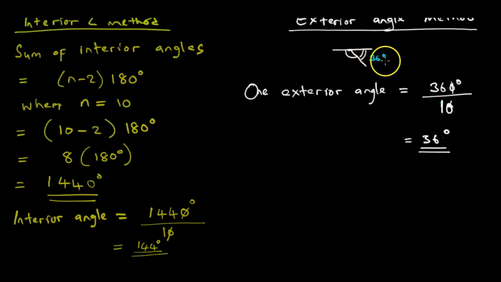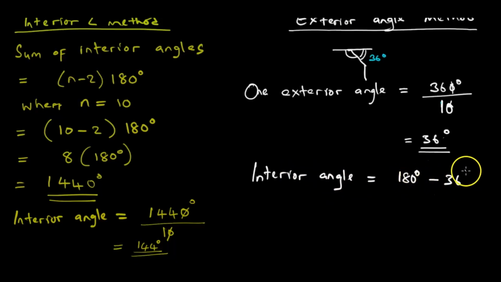Saka kunze kunoku is 36 and shape yedu yakadai so like this. Mukati inenge iri chii? Saka kuti tichiwana the interior angle manje, tinenge takuti chi 180 minus 36 degrees. And 180 minus 36 kubva papi, it's a straight line. We always have a straight line kana tiine tikabatanidza exterior and interior. We showed it, it's always equal to 180 degrees.